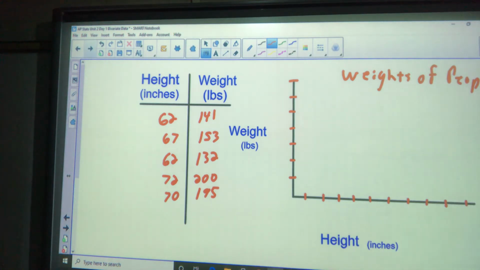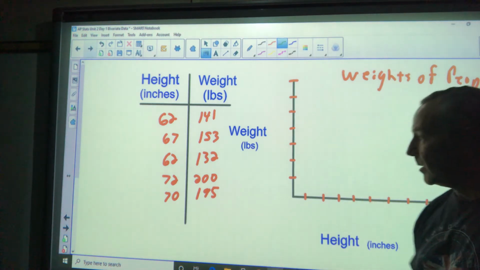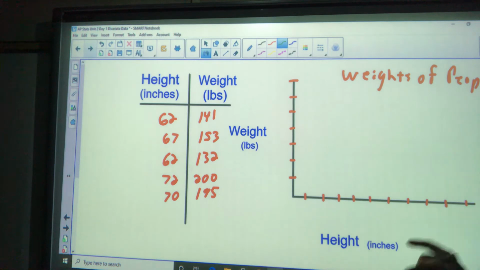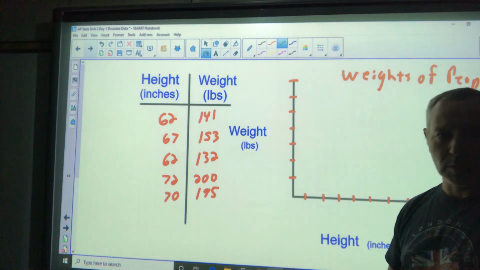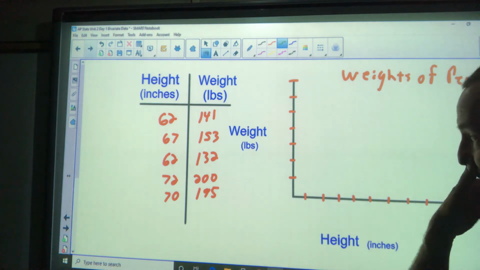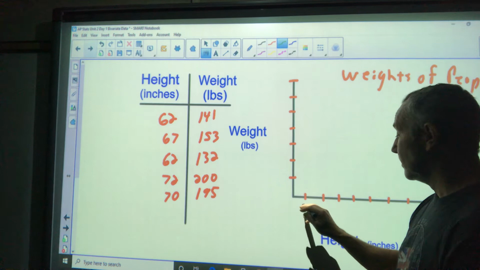Again, other than the numbers, I have to label my axis with these titles as well. On my height, I have to go from 60 to 70. I don't need to start at 0 here. I'm just looking at the parts that we're talking about. So I'm going to start with, let's go by 2s maybe.